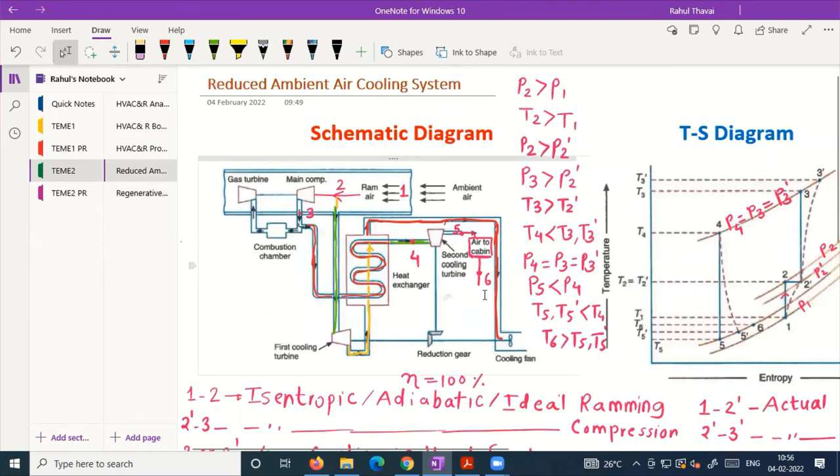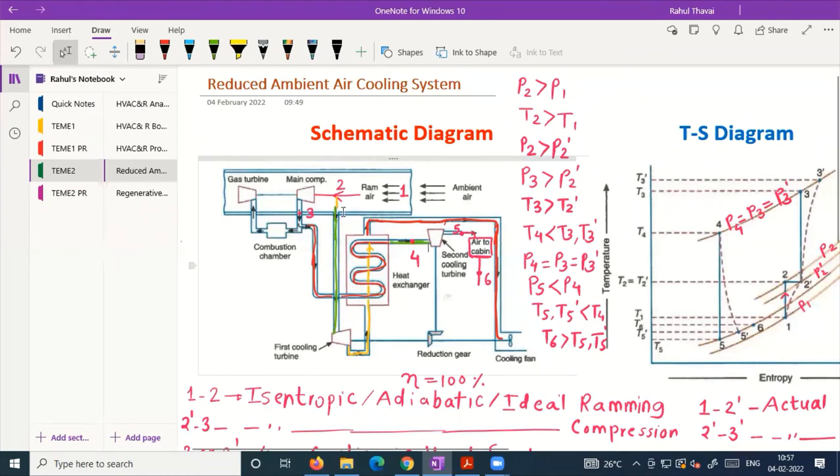And what was the reduced ambient air cooling system? As we have seen previously in this session, the reduced ambient air, it is nothing but what we have applied to turbines. In the reduced ambient air cooling system, we had two turbines. What is the purpose of using this turbine? The purpose of using the first cooling turbine is to lower the temperature of the air which is supplied in the heat exchanger.